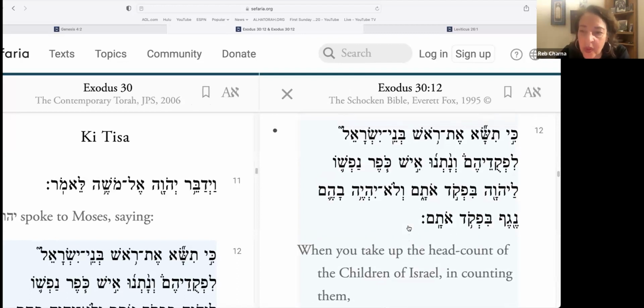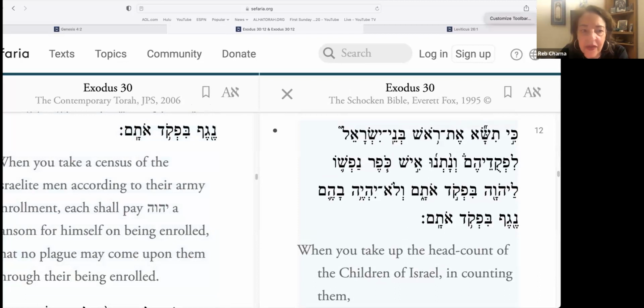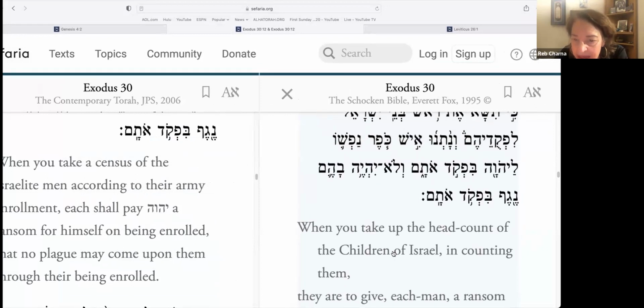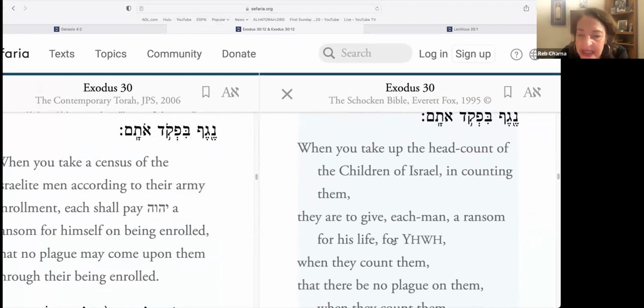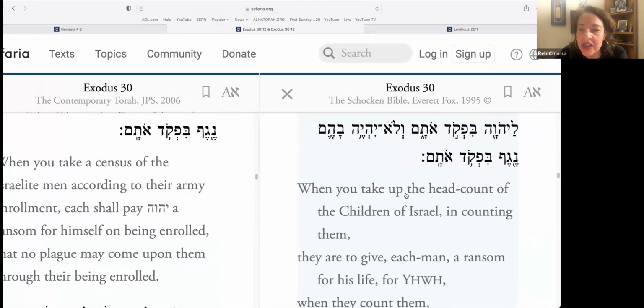Okay. So here is how he's going to translate it, and we can see the difference between these two. When you take up the head count of the children of Israel, it doesn't have men in here. In counting them, they are to give each man, because I think it does say man there, yes, each man a ransom for his life for God when they count them, that there be no plague about them when they count them. This is a much more honest translation.